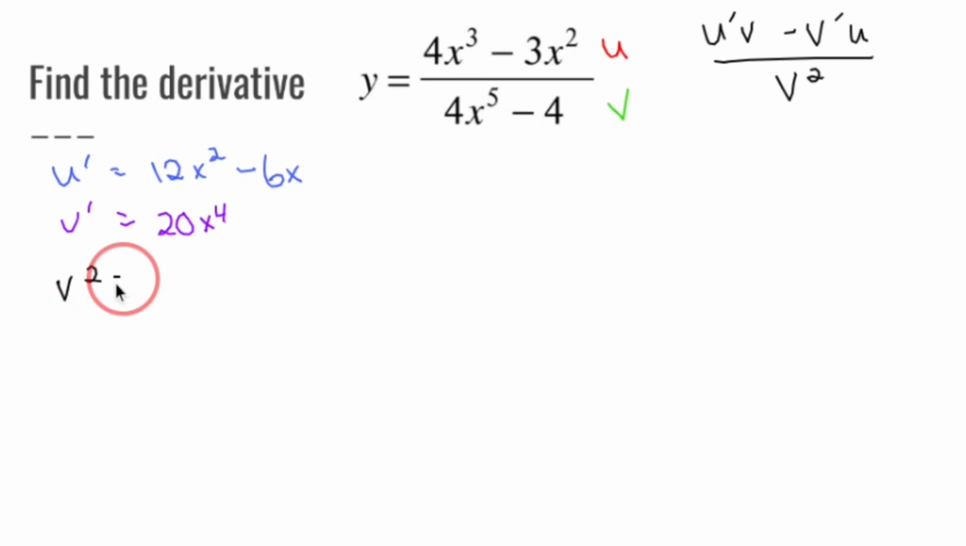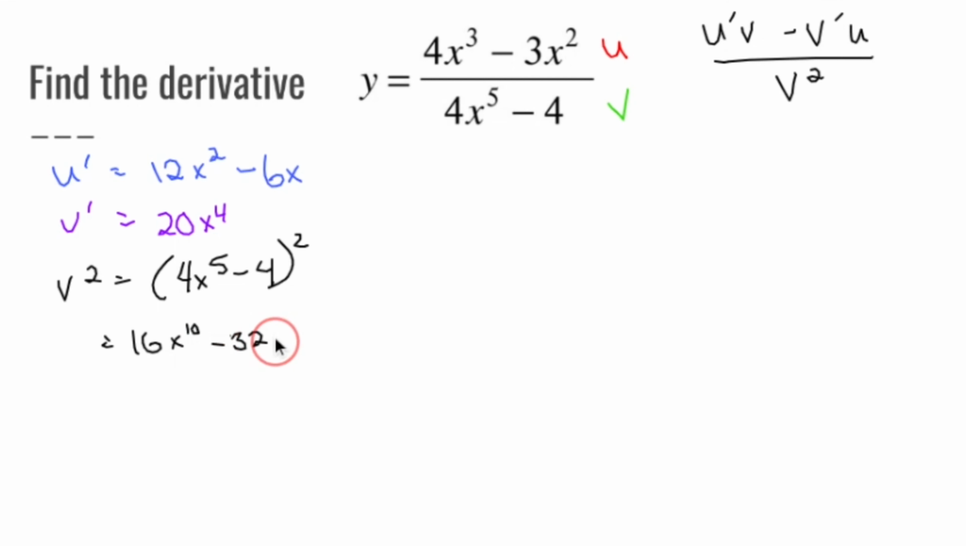Now, v squared is going to take this entire denominator and square it, which means it's not going to be this times this minus that times that. If you square it, you have to do perfect square trinomials. So that actually simplifies out to 4x to the 5th times itself, so 16x to the 10th. Multiply these two together and multiply it by 2. So 4x to the 5th times negative 4 is negative 16x to the 5th times 2 is negative 32x to the 5th. And then square that and you get 16.